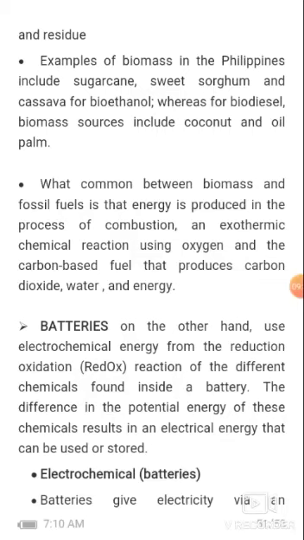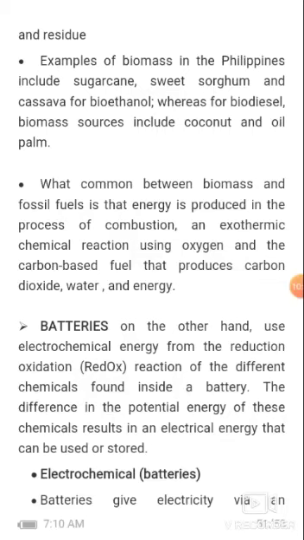So, what is common between biomass and fossil fuels is that energy is produced in the process of combustion. So, an exothermic chemical reaction using oxygen and the carbon-based fuel that produces carbon dioxide, water, and energy. If the end product is carbon dioxide and water, it is a combustion reaction.